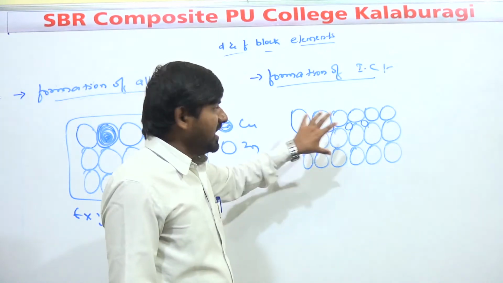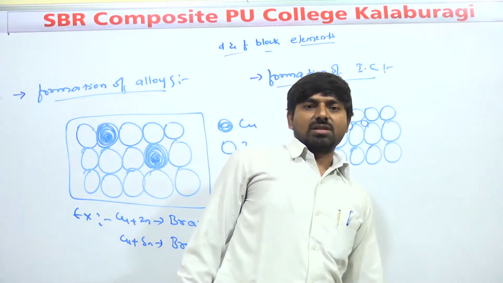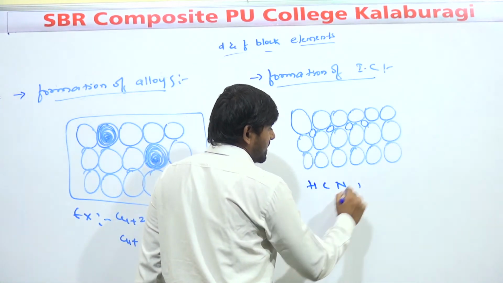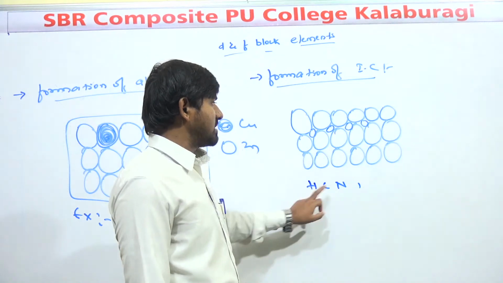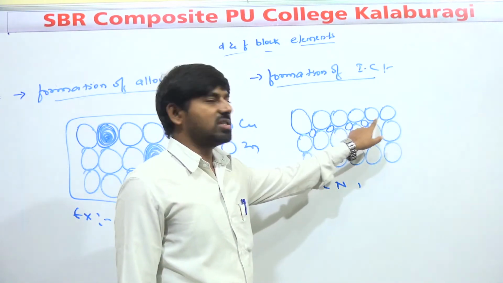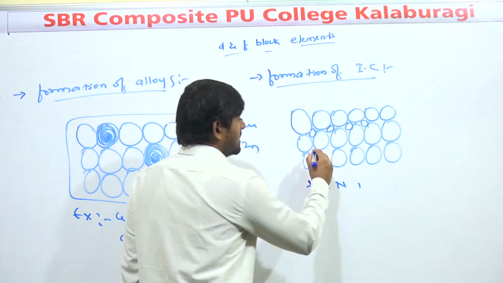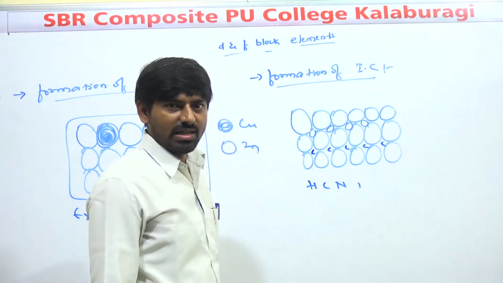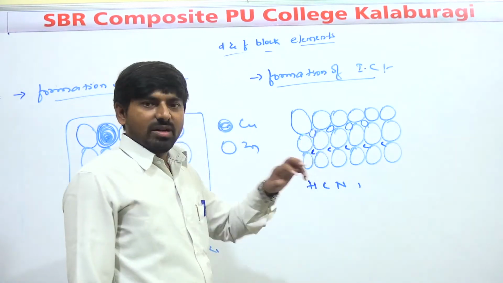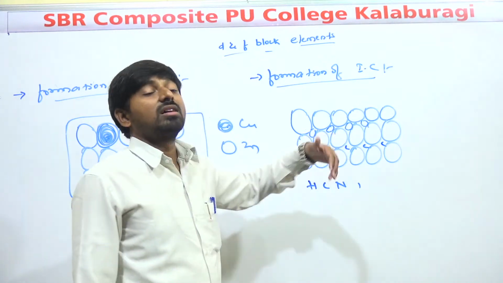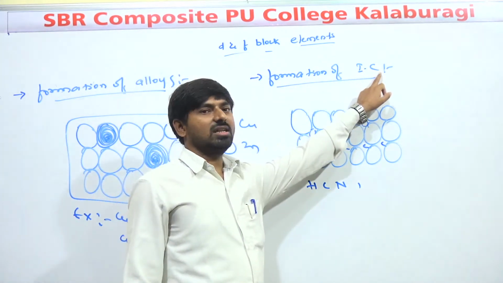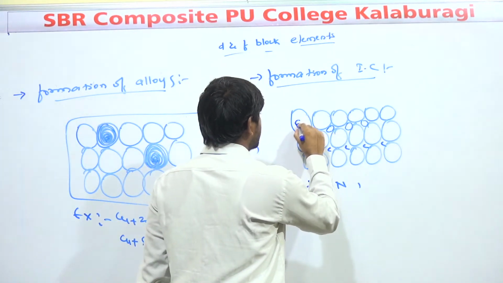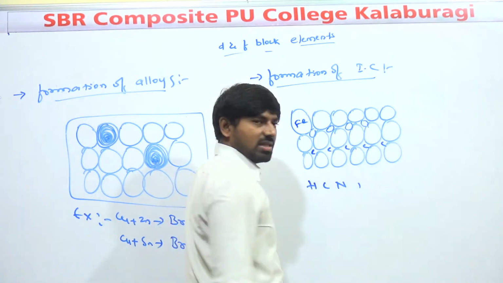Now, when I heat this chemical with small atoms like hydrogen, carbon, nitrogen, boron, then these small atoms are trapped in these interstitial places. Consider carbon is trapped in it. On cooling, this material becomes a solid. When it becomes a solid, the resulting compound is called an interstitial compound. For example, consider all these bigger atoms belonging to iron. In between, some empty spaces are present.